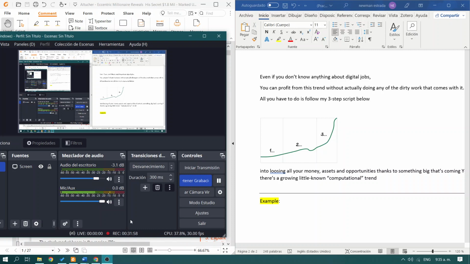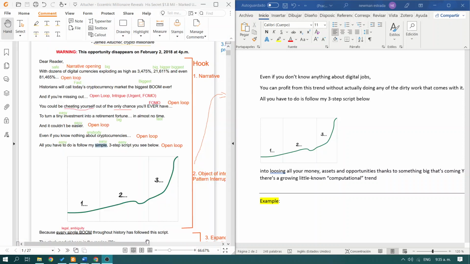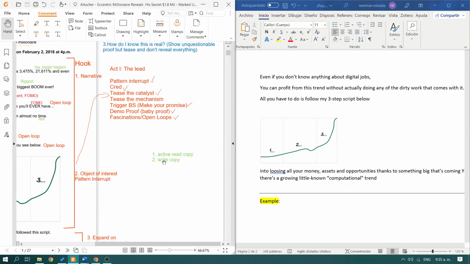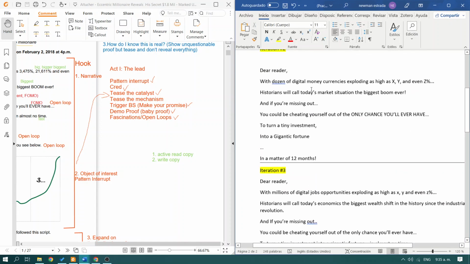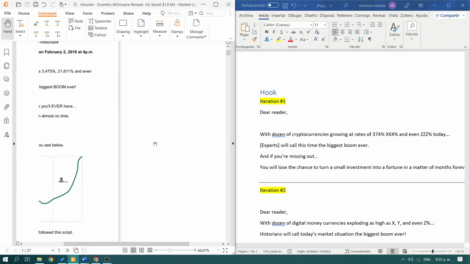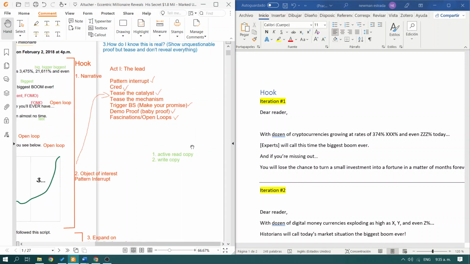Read copy, write copy. Read copy means read with a pencil. Active read copy every day. Write copy every day, like this, and then correct your mistakes, comparing your writing against your model. That's it. Active read and active write.